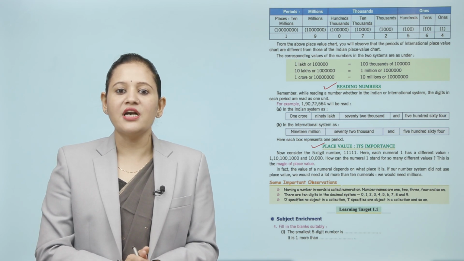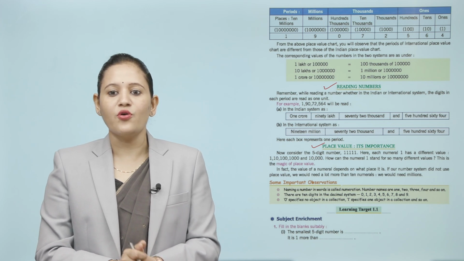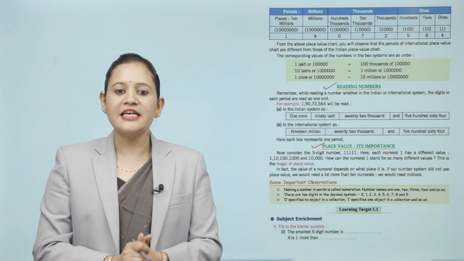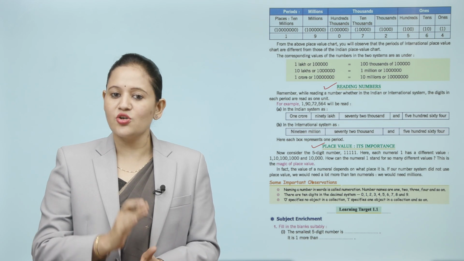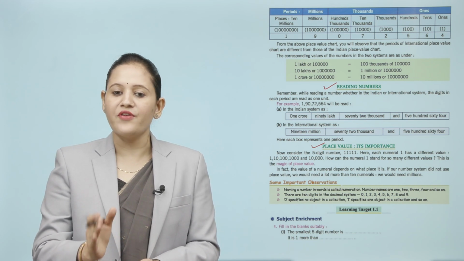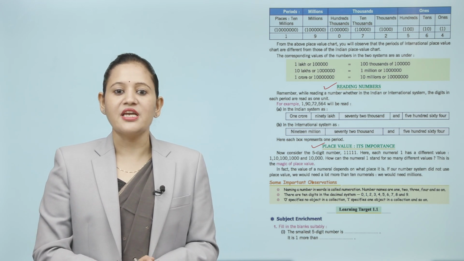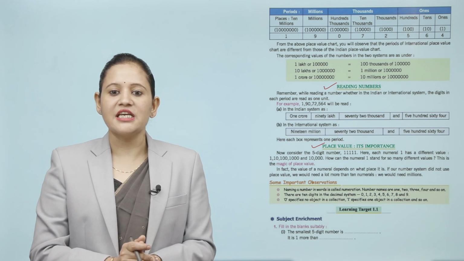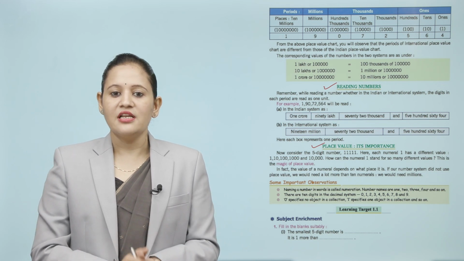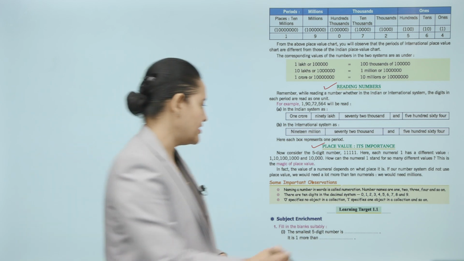Some important observations. Naming numbers in words is called numeration. Number names are 1, 2, 3, 4 and so on. There are 10 digits in the decimal system: 0, 1, 2, 3, 4, 5, 6, 7, 8 and 9. 0 specifies no object in the collection. 1 specifies one object in a collection and so on.